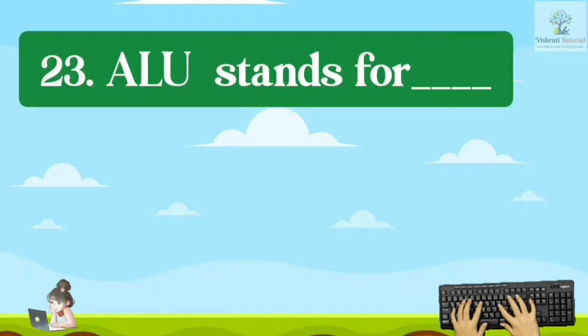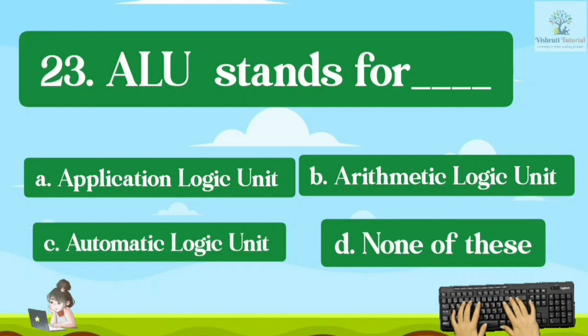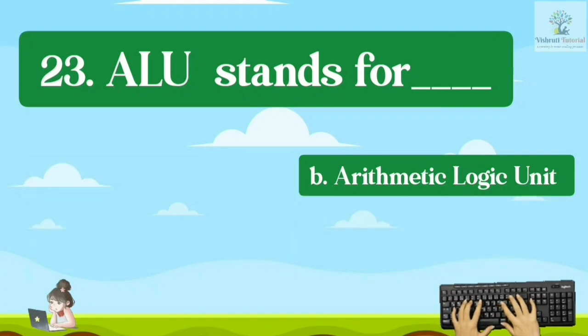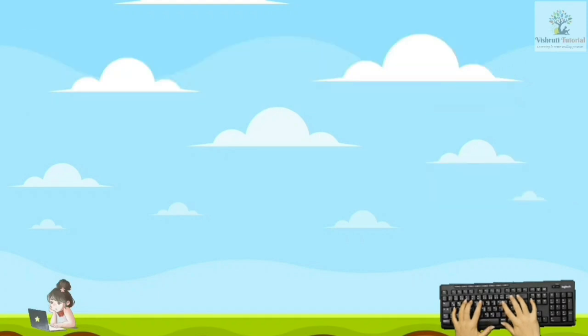Question number 23. ALU stands for dash. Options: A. Application logic unit, B. Arithmetic logic unit, C. Automatic logic unit, D. None of these. And the correct answer is arithmetic logic unit. ALU stands for arithmetic logic unit.